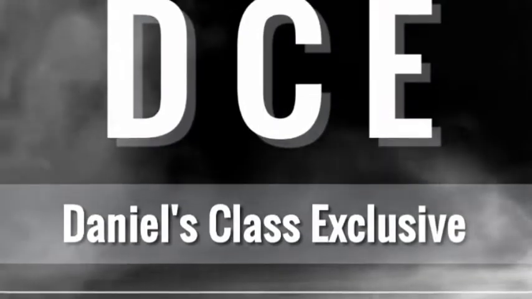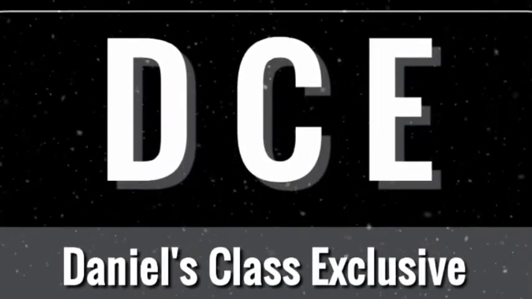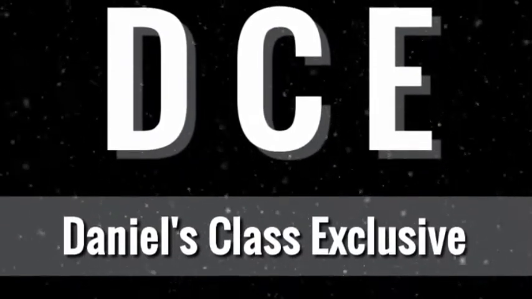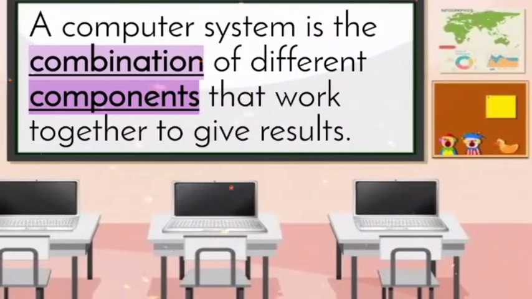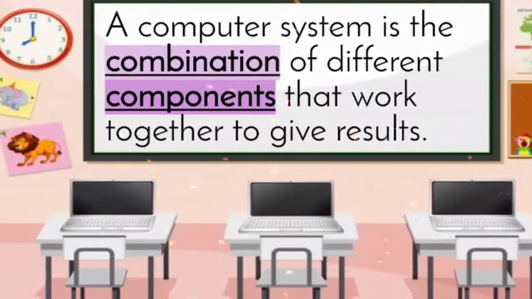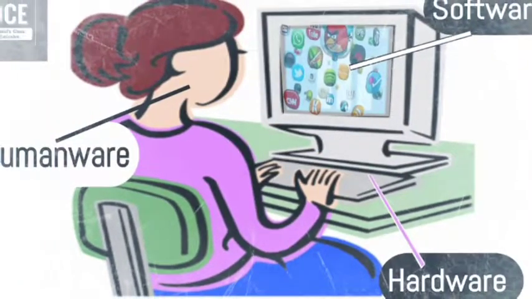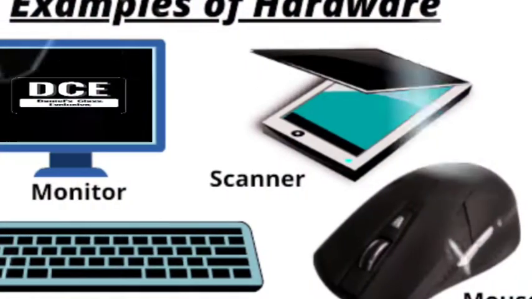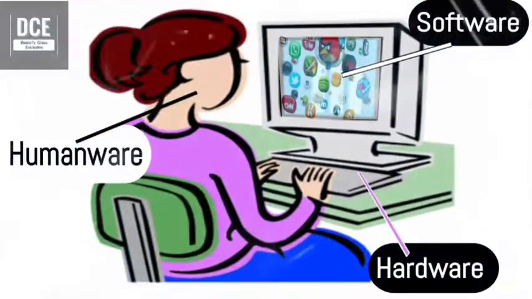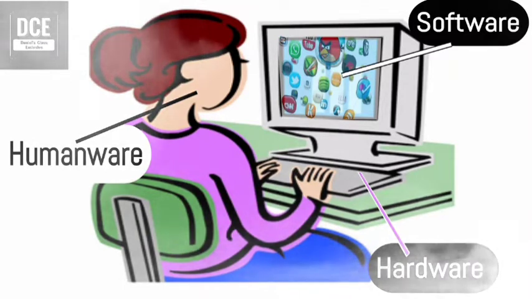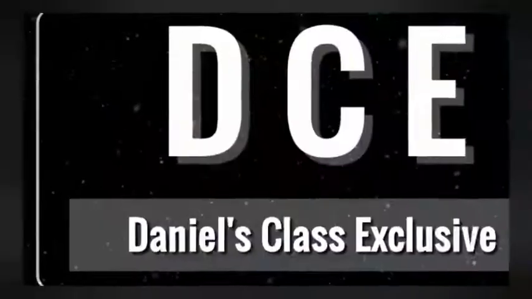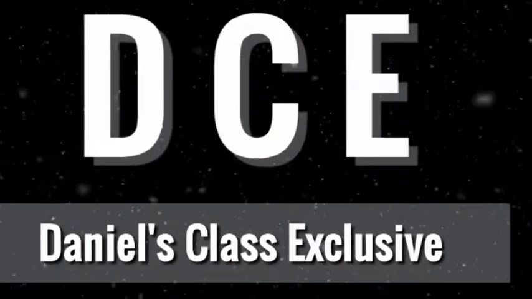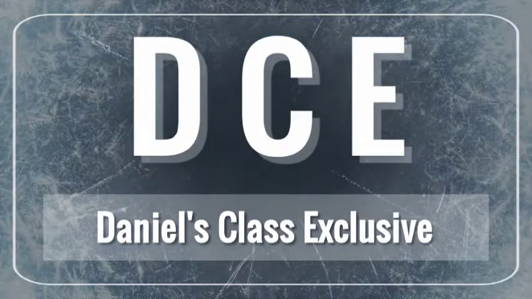Now, let's take a look at the definition we gave and explain it in detail. We said it is a combination of different components that work together. This means different components like the hardware and software come together with the help of you, the user, which is the liveware, to give results. Now let's give a practical example of how these components can come together and give you results.